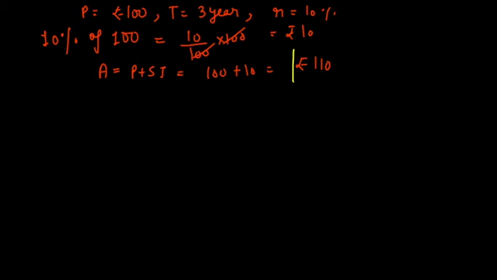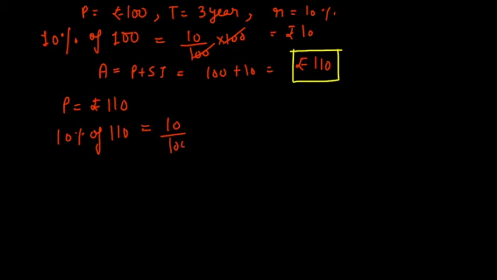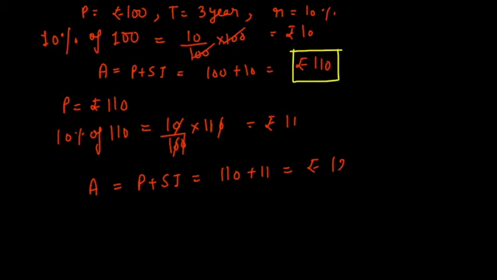Now what will happen? This amount which we have calculated here, for the second year, is going to be the principal. So the principal when I am calculating for the second year is rupees 110. So I will calculate 10% of 110, right? 10% of 110. This is cancelled, this is cancelled. So this is coming out rupees 11. If you are getting rupees 11, amount will be principal plus SI. It means 110 plus 11. How much will it be? Rupees 121. So this is after the second year, right?